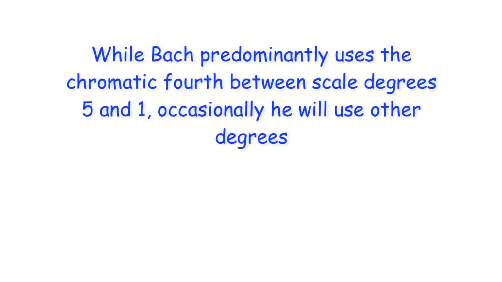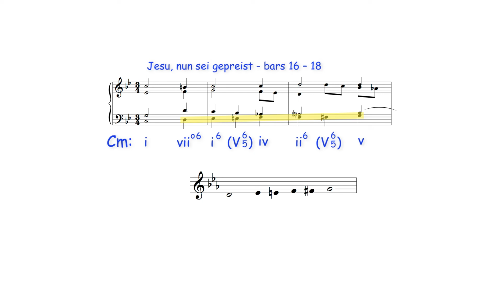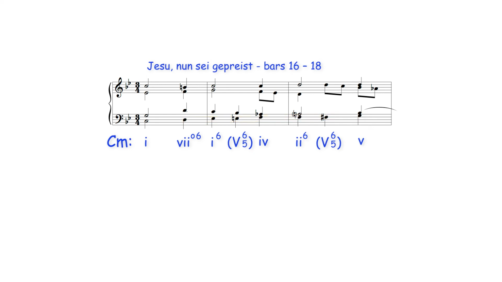While Bach predominantly uses the chromatic fourth between scale degrees 5 and 1, occasionally he will use other degrees. In Chorale 252, for example, this phrase in C minor includes an ascending chromatic fourth between degrees 2 and 5, which are harmonized with a series of chords leading from the B diminished leading note through to the minor dominant.